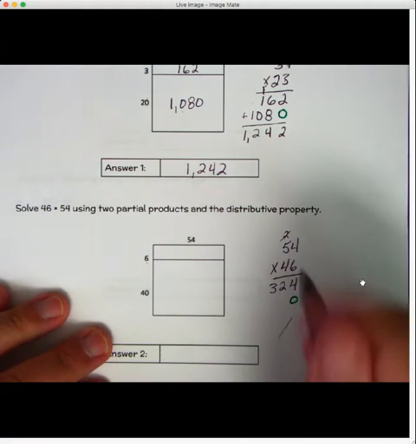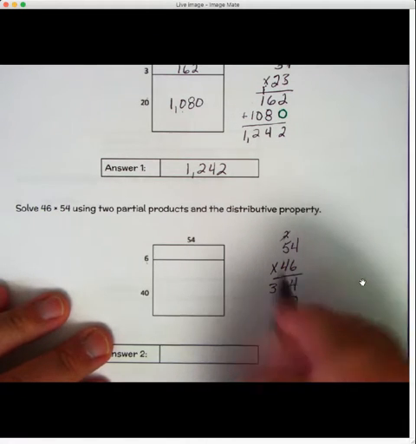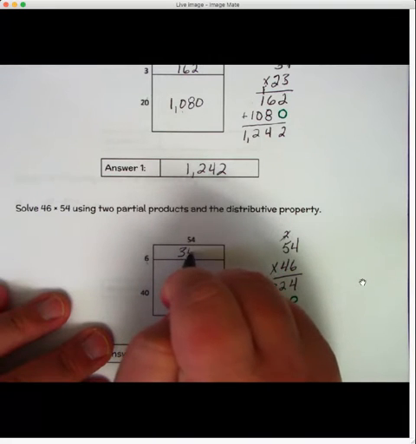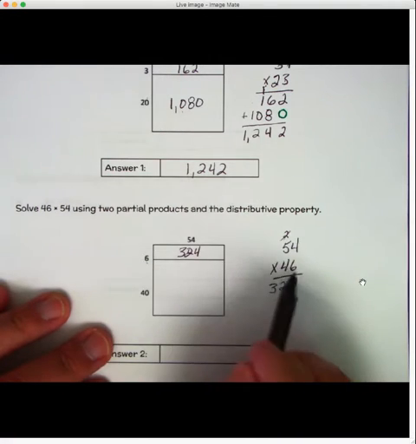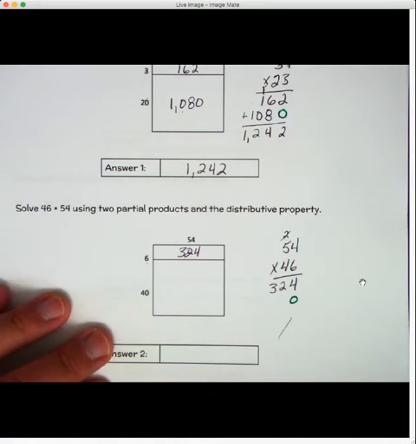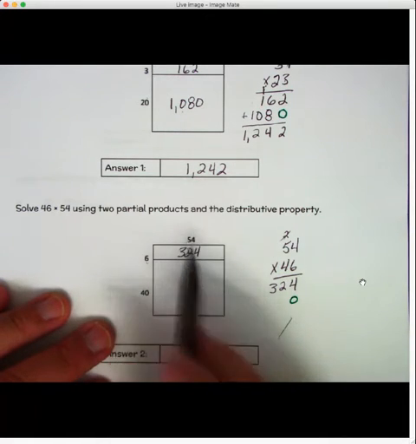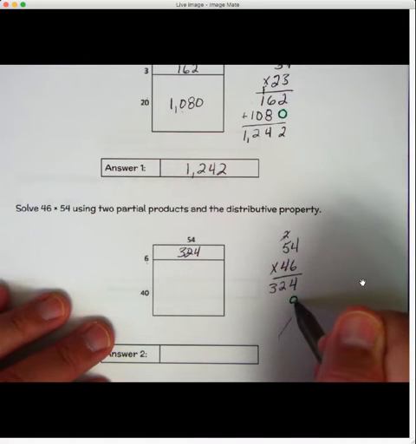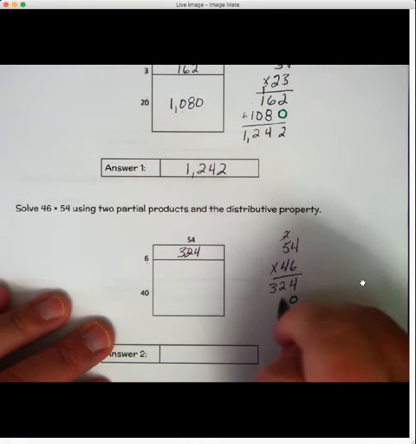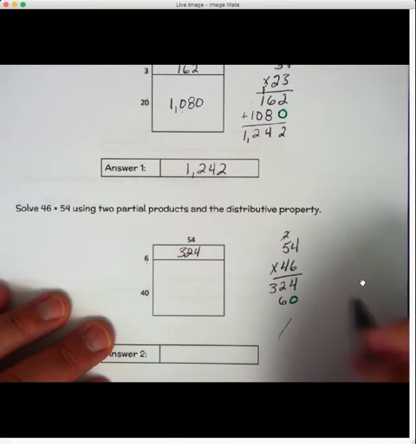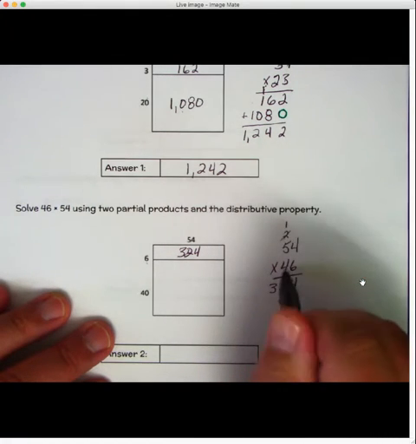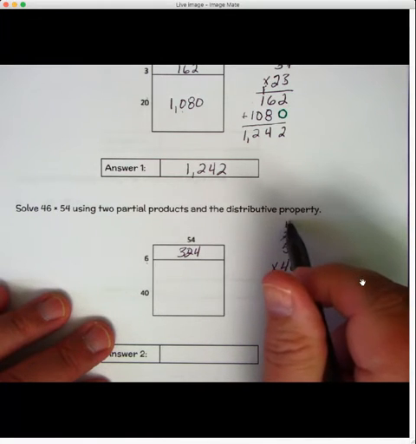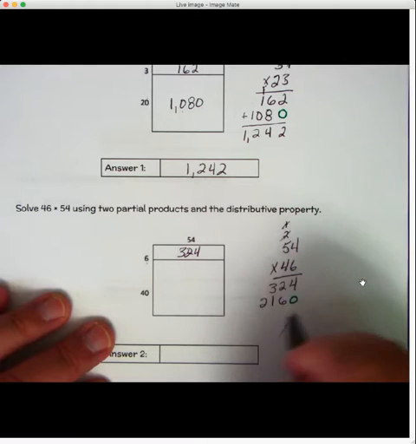Okay. And then I move over to the tens place. Oh, let's show what this represents. 324, that's what 6 times 54 was, 324. Now we're going to do 40 times 54. So I'm scooting over to the 4, which is 40. That's why I put my magic 0 there. 4 times 4 is 16. Put my 6 down. Take my 1 over here. 4 times 5 is 20. Plus that 1 is 21.